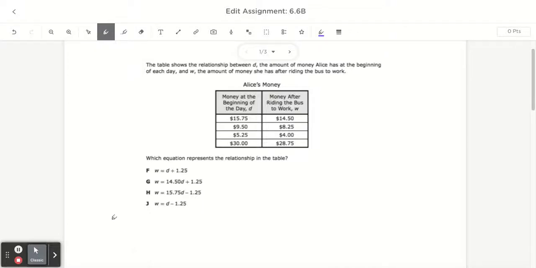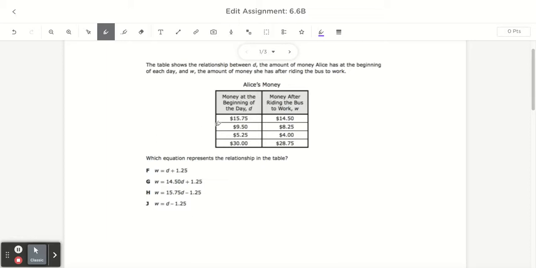All right, today we're going to review how to write an equation from a table. In this case, we're actually going to use the plug and check method to match which one of these equations matches the information in the table. So it says the table shows the relationship between D, the amount of money Alice has at the beginning of each day, and W, the amount of money she has after riding her bus to work. Which equation represents the relationship in the table?